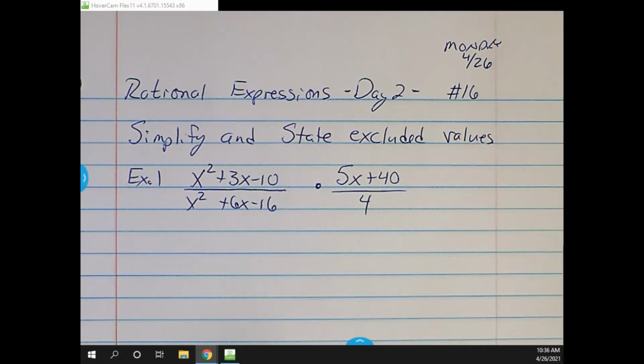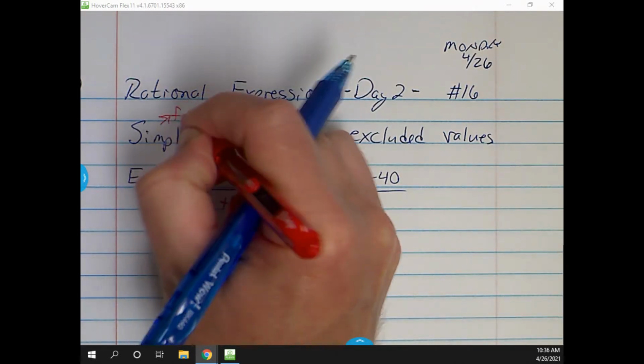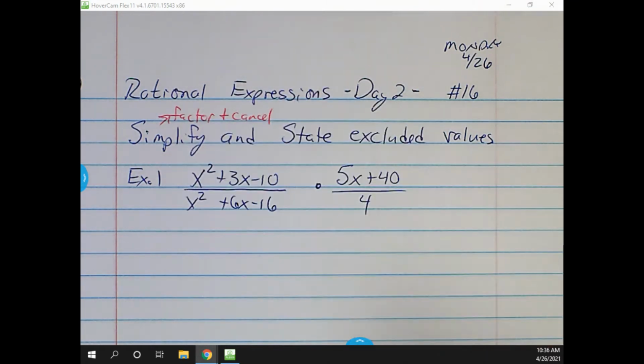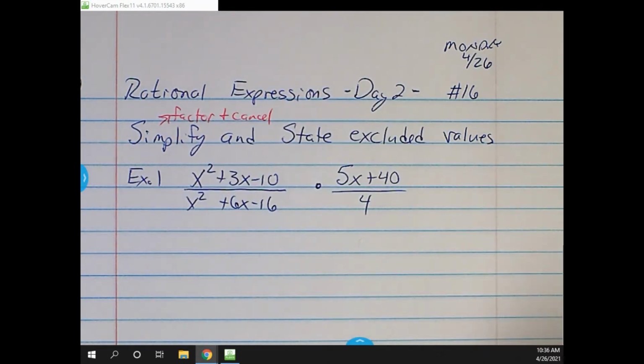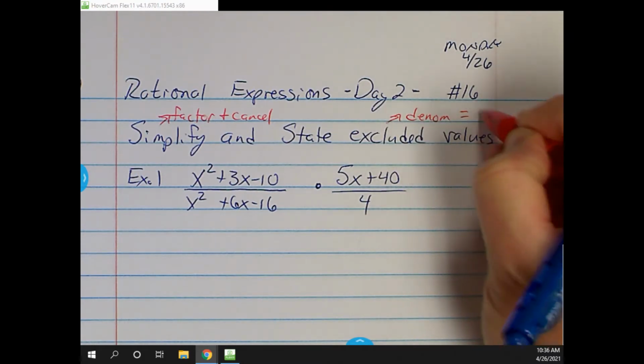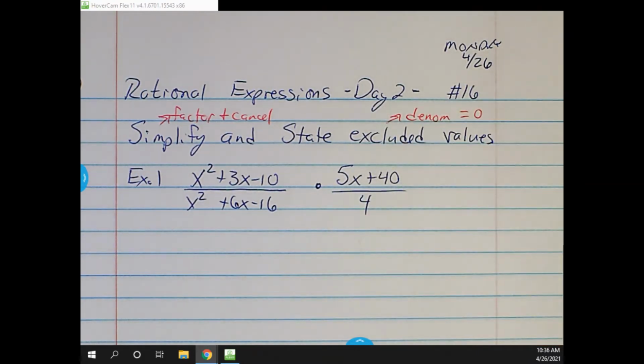The simplifying part means you have to factor and cancel. The state the excluded part, that's still your denominator equal to 0. So still the same thing. Now, again, it's just we're stretching this out. We've got to do a little bit more work to kind of get through all the parts that go through this one.